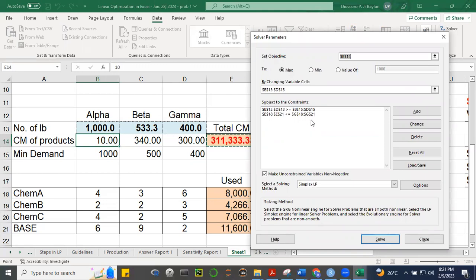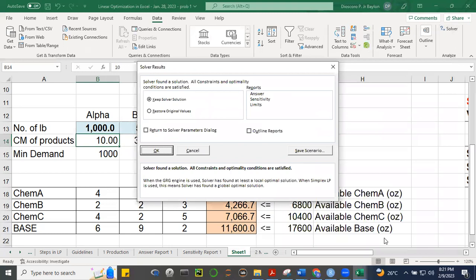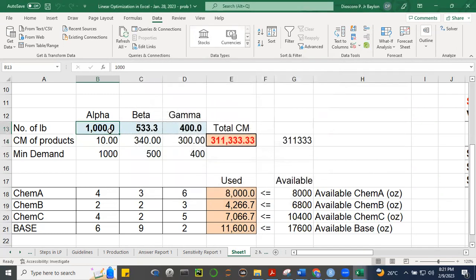Magbabago ba yung optimal solution? Tingnan natin. Okay, solve. Alright, take a look. Solver found a solution. The optimal solution remained the same. Produce pa rin ng 1,000 pounds ng alpha, 533 ng gamma, 400 pounds ng gamma, 533 ng beta. Despite the fact that yung contribution margin nito ni alpha was just reduced to 10.